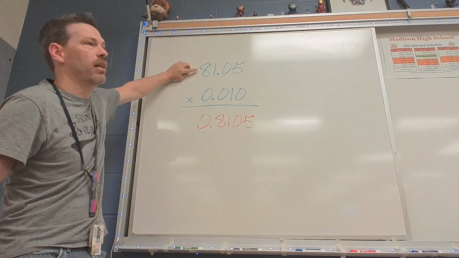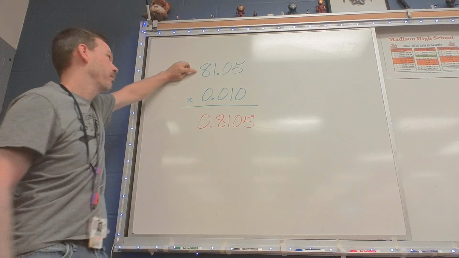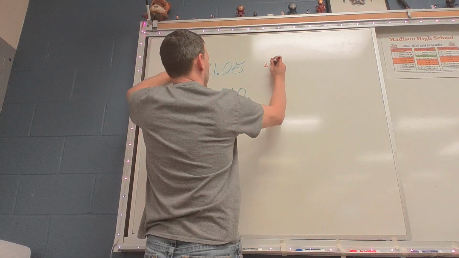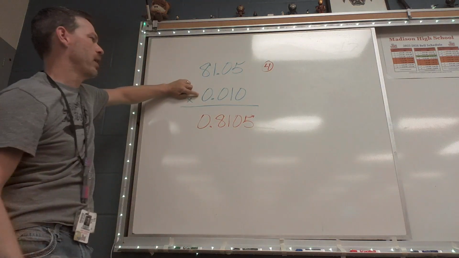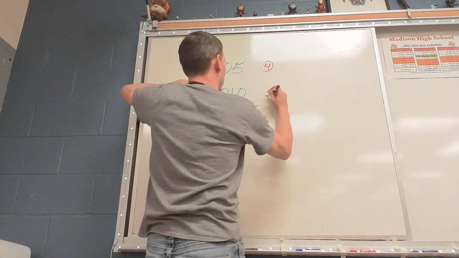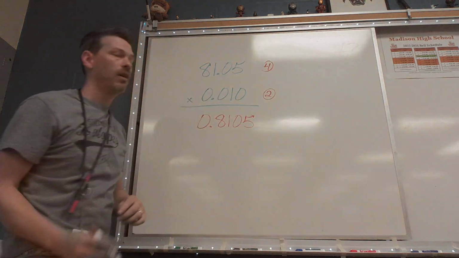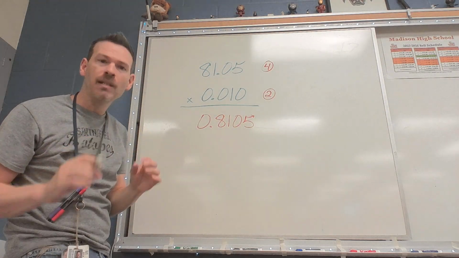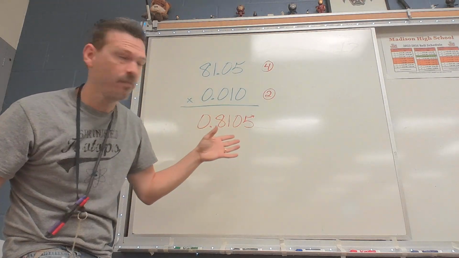Here's one of my starting numbers. How many sig figs are next to my finger? There's 4. Here's my other starting number. How many sig figs are next to my finger now? 2. My answer must equal the smaller of those 2.